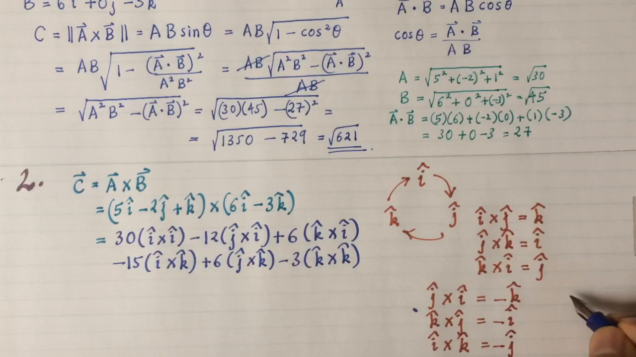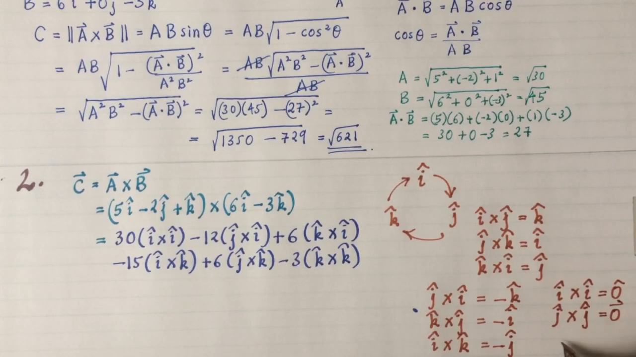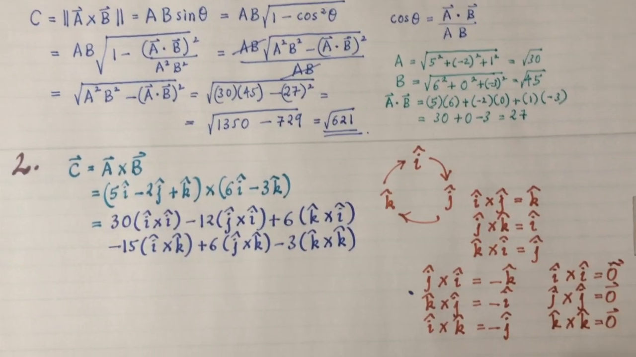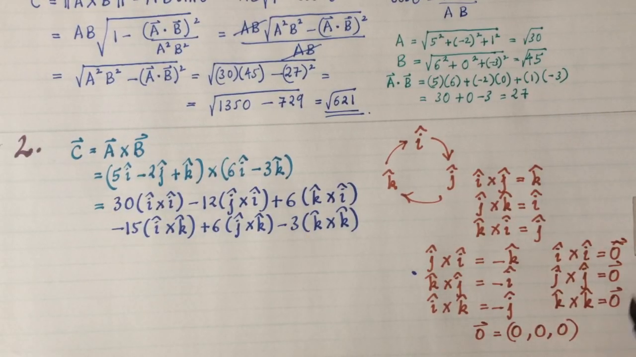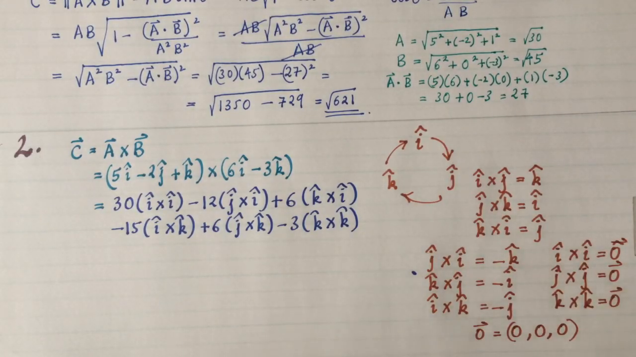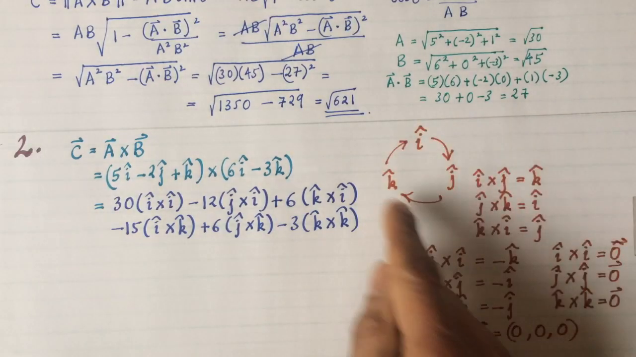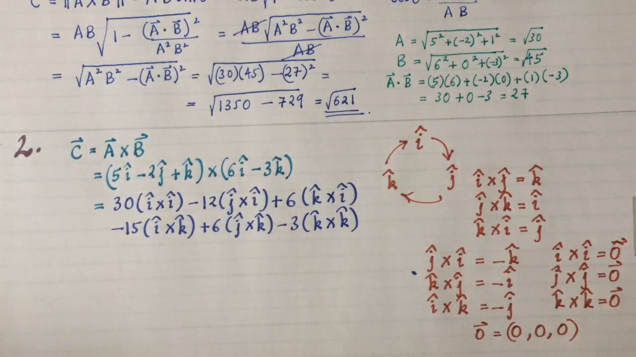And the last set of rules is that if you're not moving, if it's i cross i, and j cross j, and k cross k, it's all 0. And when I write 0 vector, I really mean 0 in the i hat direction, 0 in the j hat direction, and 0 in the k hat direction. That's what the 0 vector stands for. So basically, if you're stagnating, then you get 0 result. Let's use this anti-commutative arithmetic to actually solve this problem.